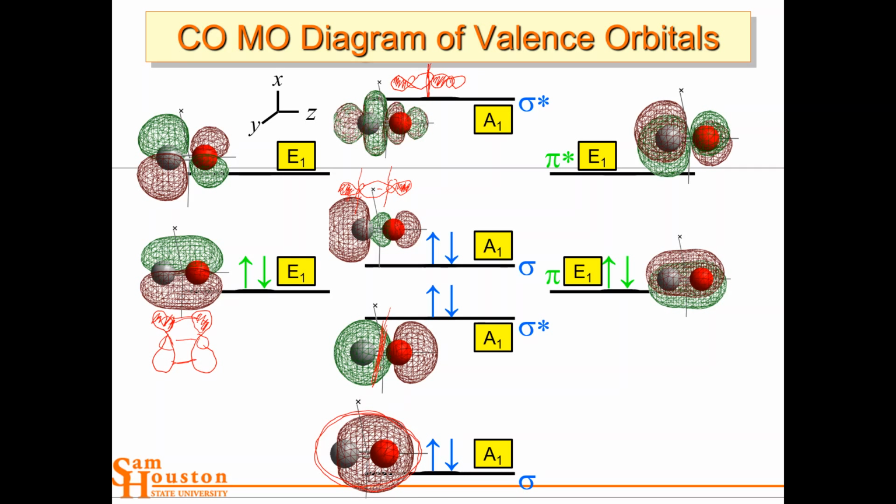This one here is just the same picture, but now they're out of phase with each other. You have the carbon, you have the oxygen, shaded up here, and shaded down here. And so now there's a node in the middle. And so that's the pi star, the antibonding.